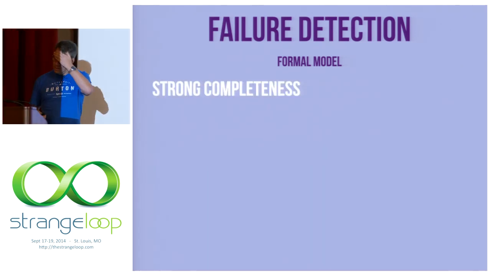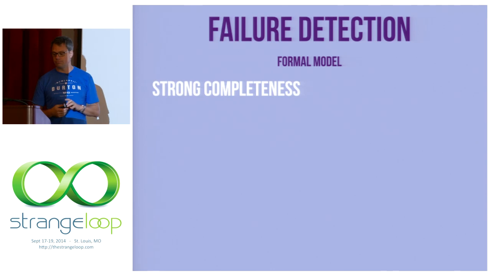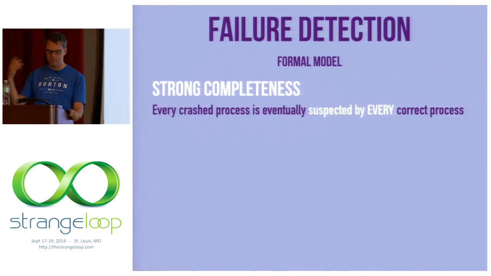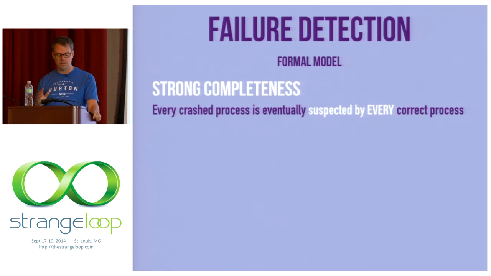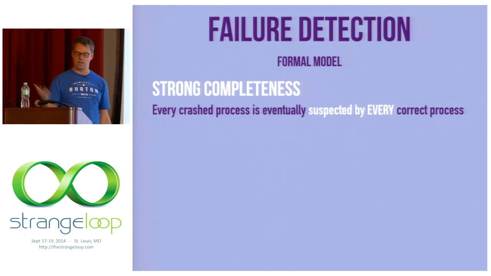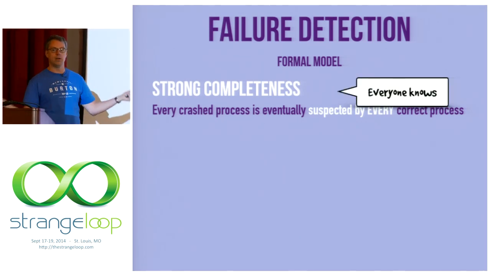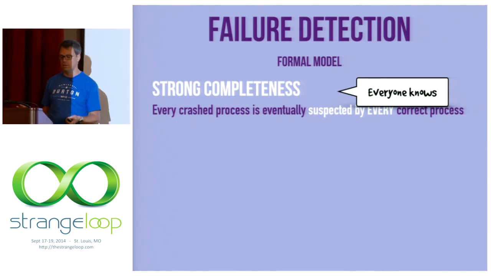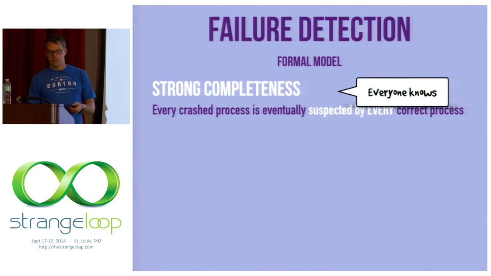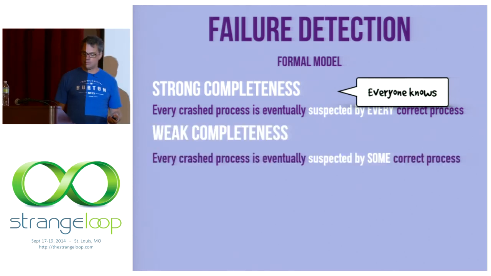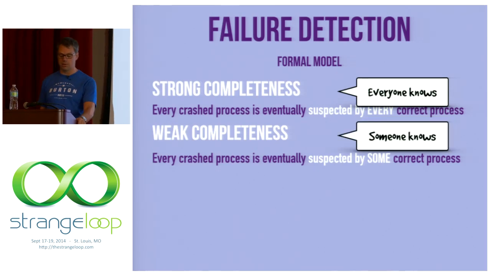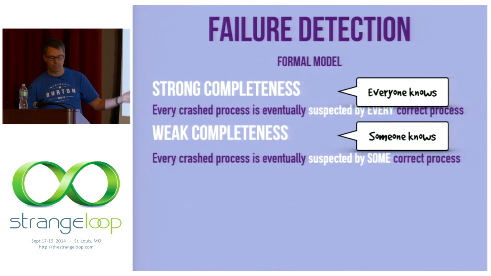And so we have something called strong completeness. Strong completeness means that every crashed process is eventually suspected by every correct process. This means that basically everyone knows that something is wrong, right? That's a very strong guarantee, or strong requirement. Weak completeness says that every crashed process is eventually suspected by some correct process. It means that someone knows.